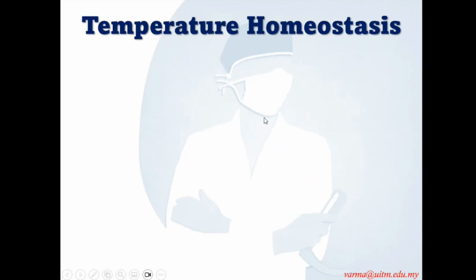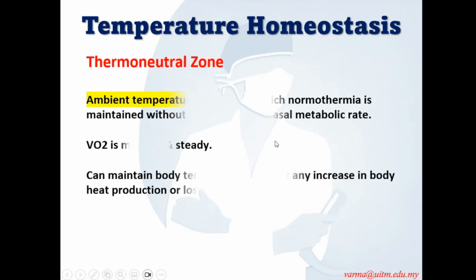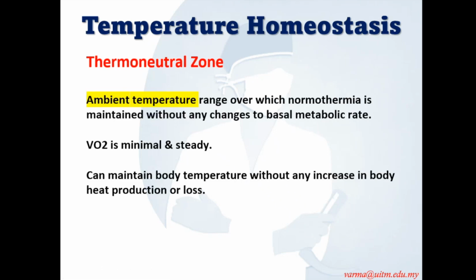So that brings us to temperature homeostasis. When we talk about temperature homeostasis, there are three important definitions that you have to know. Okay, first is the thermoneutral zone. What is the thermoneutral zone? The thermoneutral zone is an ambient temperature. Please focus, I have highlighted ambient temperature. It is ambient temperature, not core temperature. Ambient temperature range over which normothermia is maintained without any changes to basal metabolic rate.